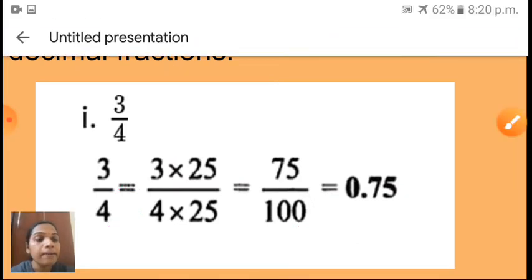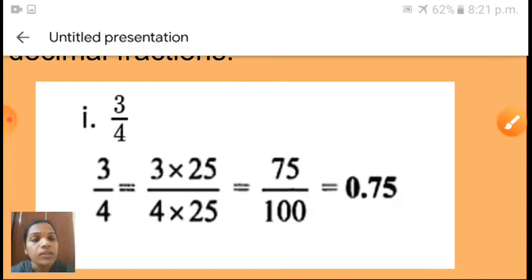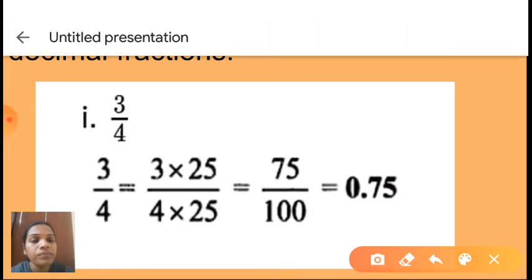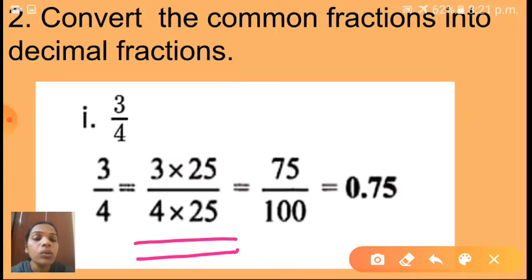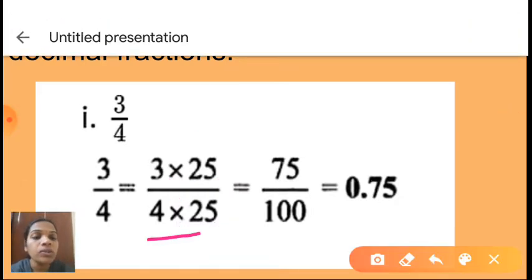So children, see here 3 upon 4. In fourth table, will 10 come as a multiple? No. But 100 will come as a multiple. Isn't it children? So can you say how many 4s are 100? Yes, 25 4s are 100. Okay. So see here, 3 upon 4 into 25. Whichever number you are using here, that same number you have to multiply in the numerator also. Already I told, isn't it children? So I hope you understood this step.